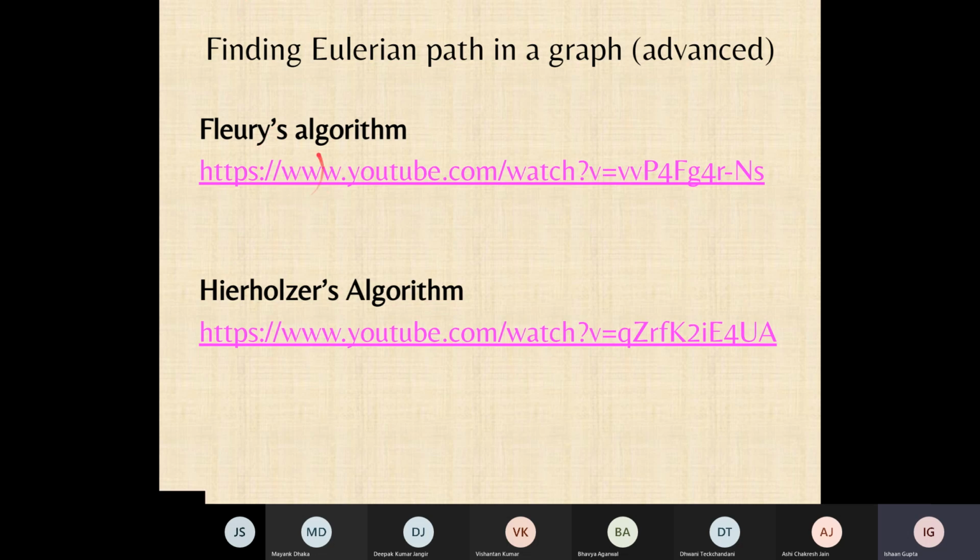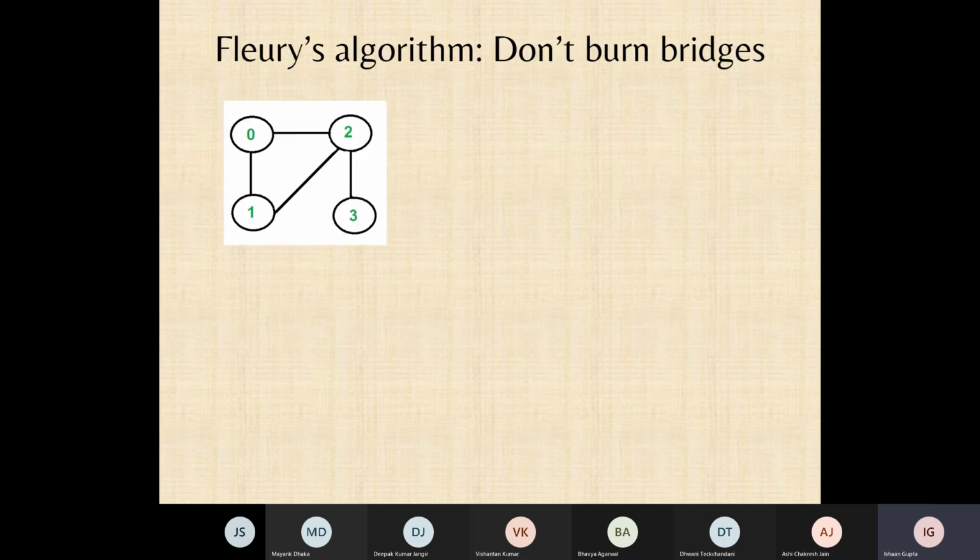I put this video on Fleury's algorithm, and there's also another algorithm called Hierholzer's algorithm, which are two ways in which you can find a Eulerian path. This is again advanced. I'm not going to ask you questions about that, but I'll quickly go through the algorithms themselves. In the case of Fleury's algorithm, the main idea is you don't burn bridges. A bridge is essentially an edge such that if you disconnect that edge, then you create a disconnected graph.